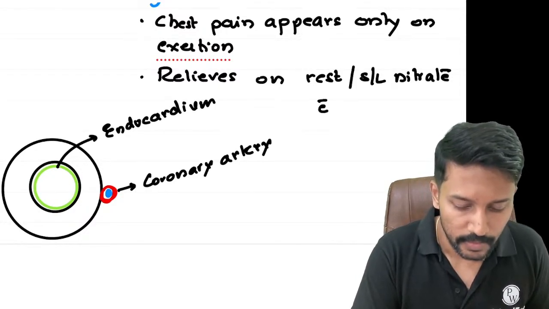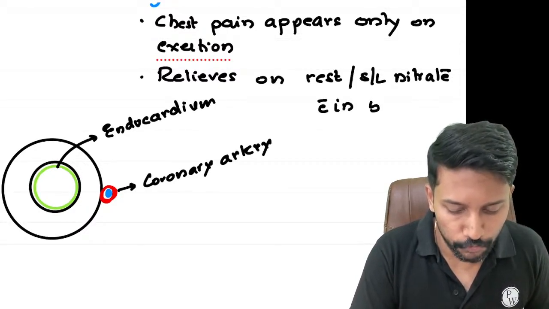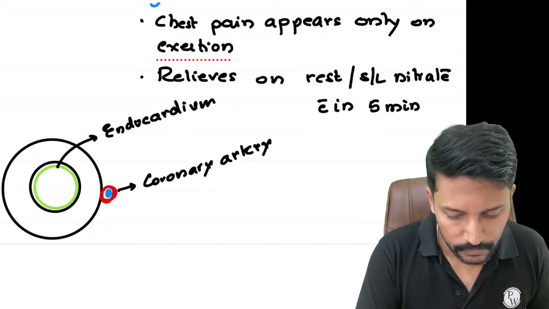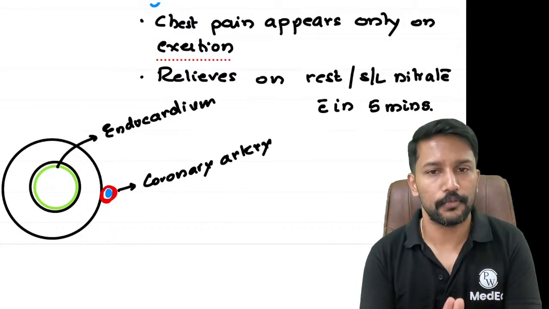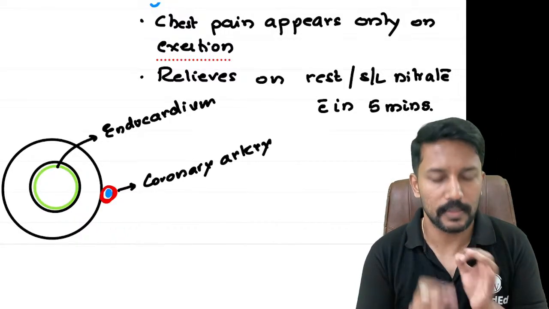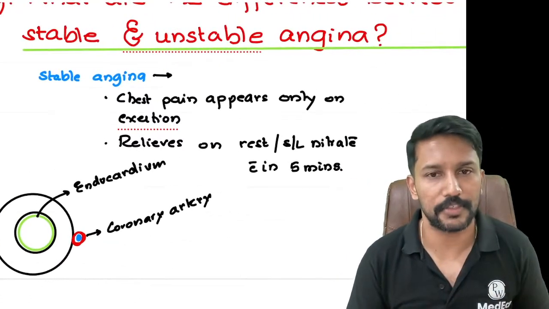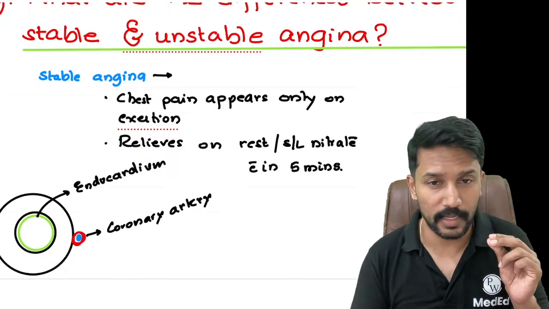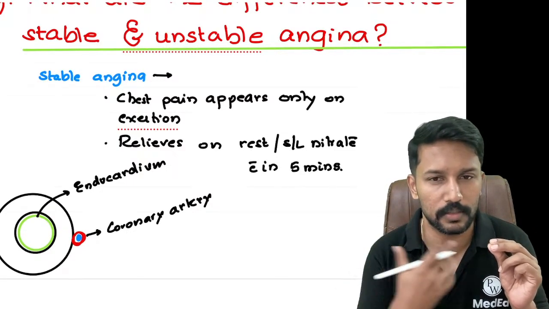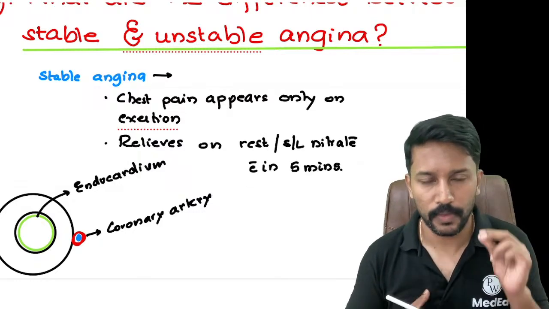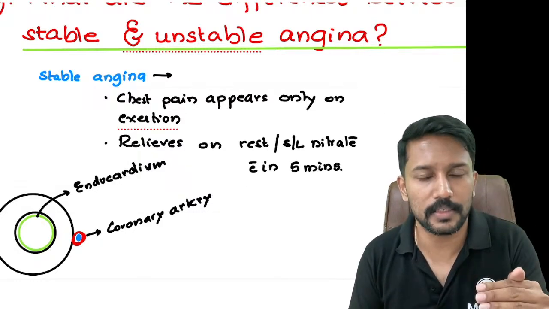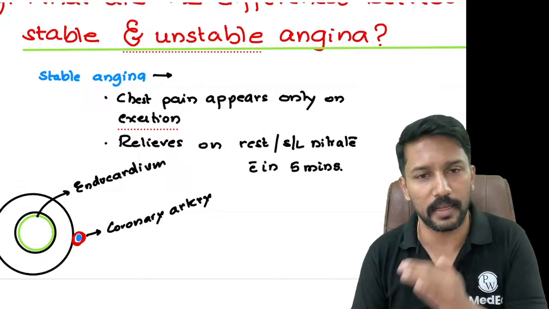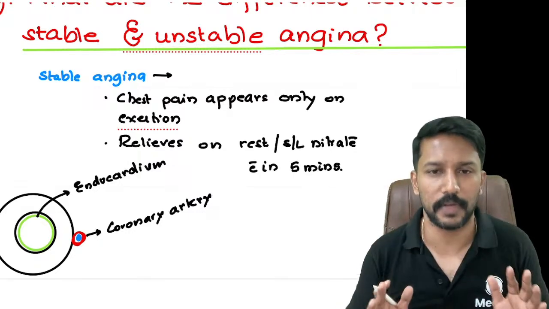Sublingual nitrates within a period of 5 minutes. This is the classical definition of stable angina. An anginal chest pain, which is retrosternal squeezing type, referred to the both shoulders, jaws, neck, epigastrium, which appears only on exertion and is promptly relieved by taking rest or sublingual nitrates within 5 minutes.